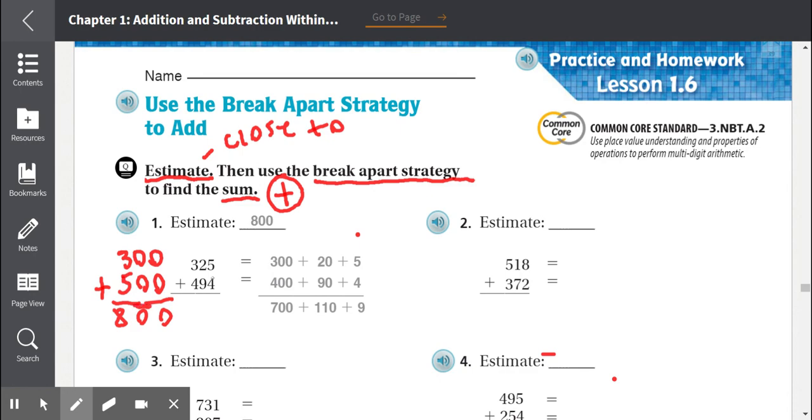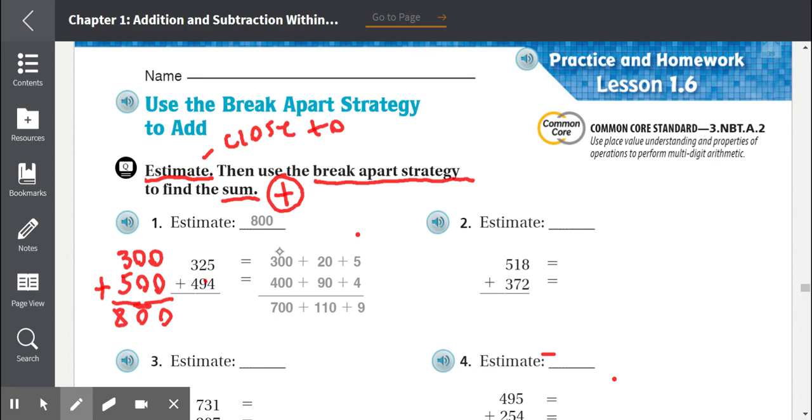Now, they broke apart the 325 into 300, 2 tens, and 5 ones. They broke the 494 into 400, 9 tens, and 4 ones. And we add them at the bottom. 5 plus 4 is 9. 20 plus 90 is 110. 300 plus 400 is 700. When we add them up, it should be close to 800.